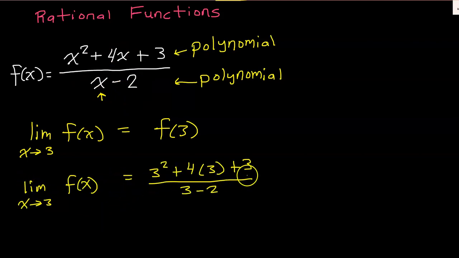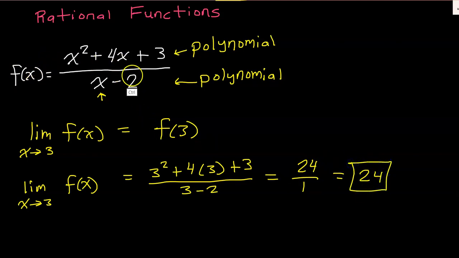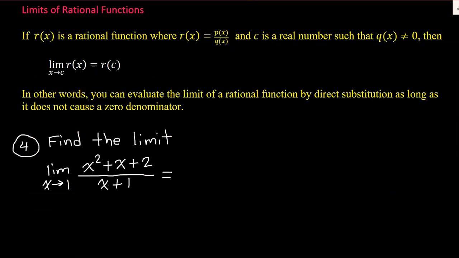So I could do direct substitution here, and this would turn out to be 24 over 1, which would simply be 24. So the bottom line is, if you have a rational function, you can still do direct substitution to find the limit as long as it's not a value that's going to cause the function to be undefined. Watch out for the zero denominator scenario. So again, if you want to find the limit of a rational function, you can use direct substitution as long as direct substitution does not cause a zero denominator.